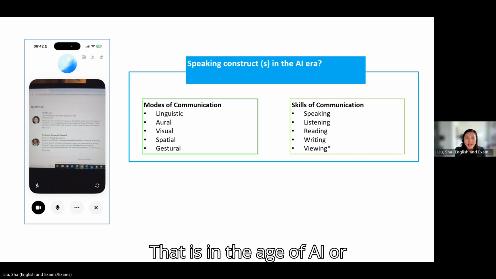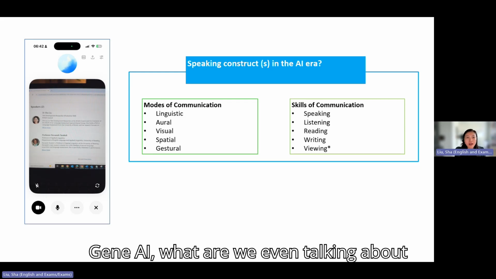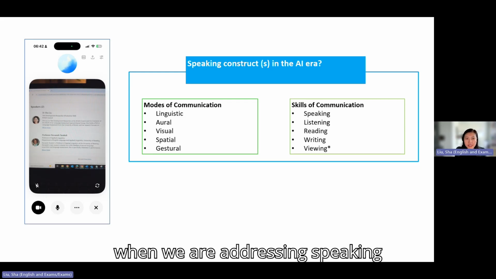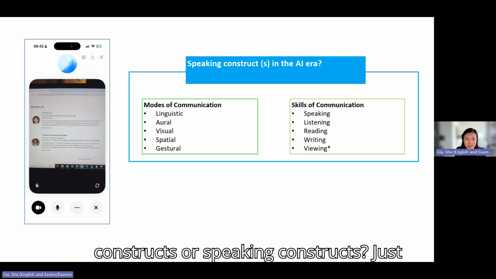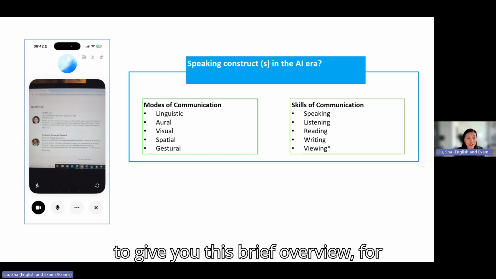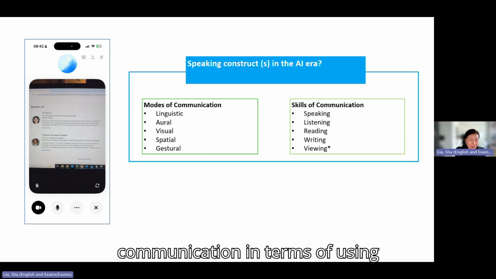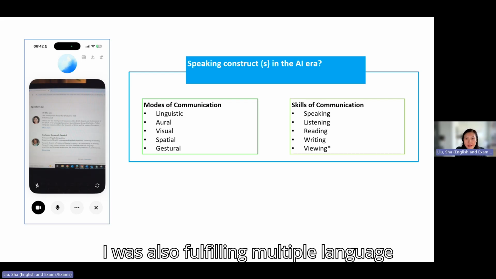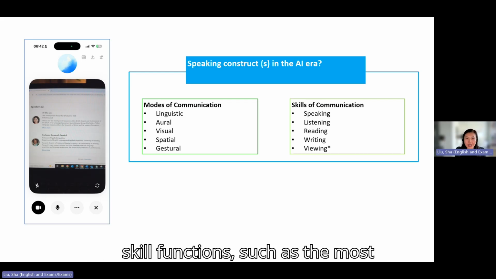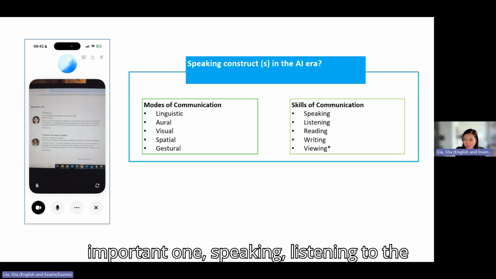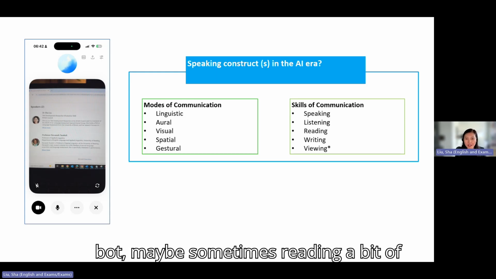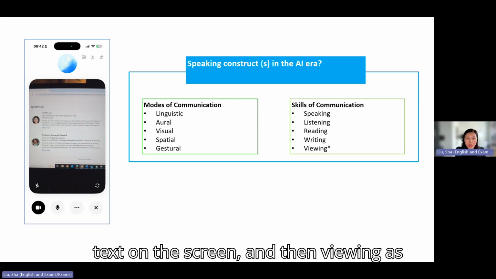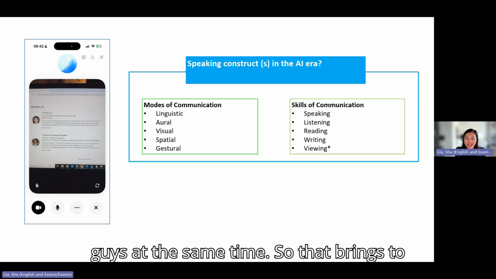That is, in the age of AI or Gen AI, what are we even talking about when we are addressing speaking construct or speaking constructs? Just to give you a brief overview, for example, just now you can tell that I was engaged in multiple modes of communication in terms of using linguistic, oral, visual, spatial, and gestural features. At the same time, I was also fulfilling multiple language skill functions, such as the most important one, speaking, listening to the bot, maybe sometimes reading a bit of text on the screen, and then viewing as well. I was trying to engage with you at the same time.